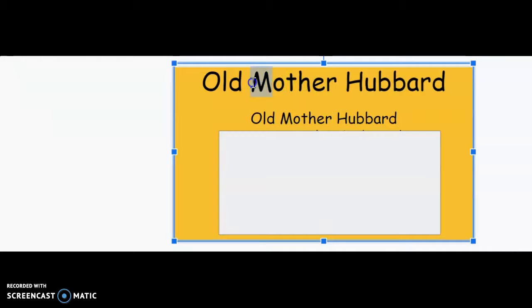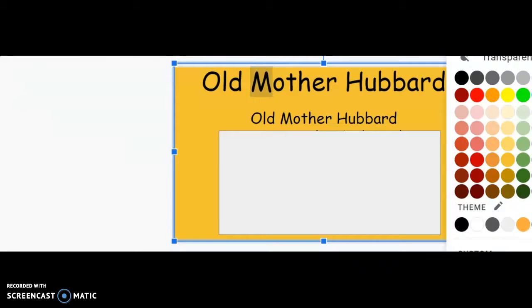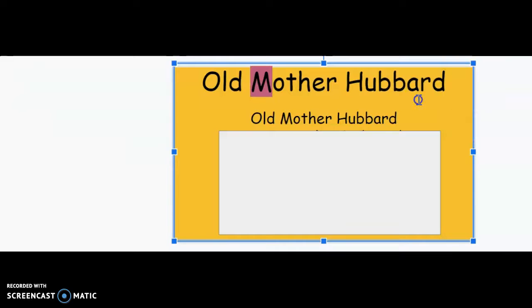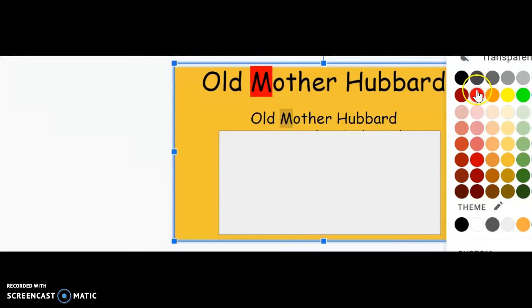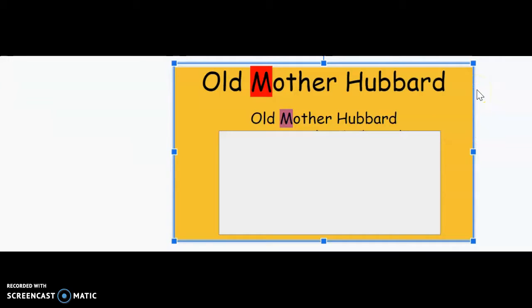We have the word mother. Do you guys hear that beginning sound? Mother. That is the letter M. I'm going to highlight that M. I'm also going to highlight that M down here. Mother. Can you say that word with me? Mother. Ooh, I like the way your mouths moved with mother. Thank you.